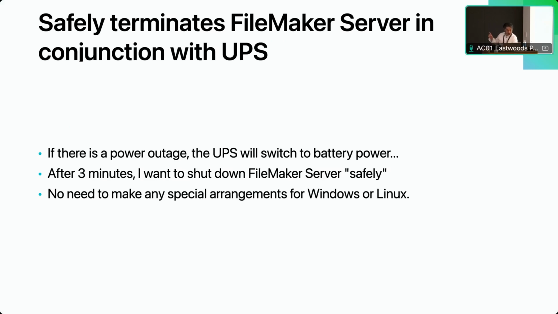On FileMaker Server, if the power goes out, the UPS switches to battery power. After 3 minutes, it shuts down the FileMaker Server process safely. I want to do that.